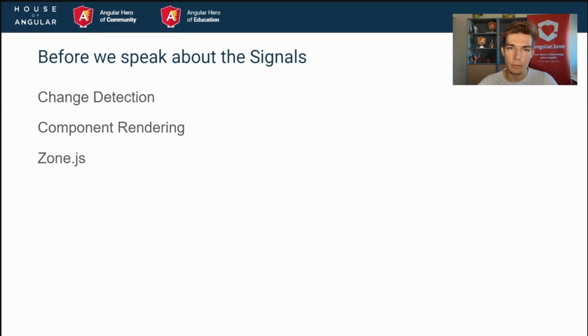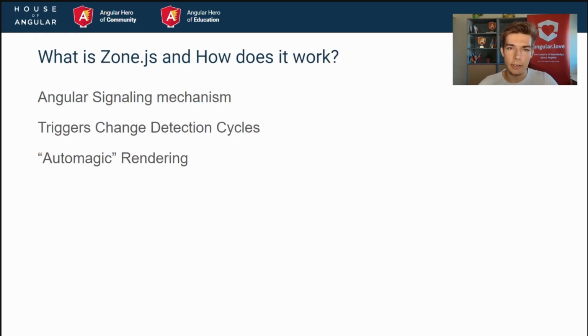In my opinion, before we talk about the signals themselves, we should cover topics such as change detection, component rendering, and a library that powers the current Angular change detection system, called ZoneJS. ZoneJS is a very great tool that allows us to completely forget about the process of rendering changes in the UI. It happens like this because ZoneJS informs Angular every time an event has finished in the browser. Thanks to that, Angular then executes change detection cycles and updates our UI.